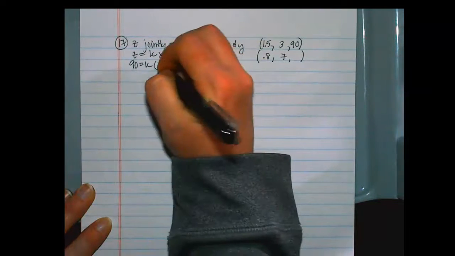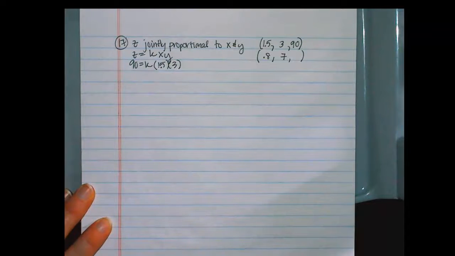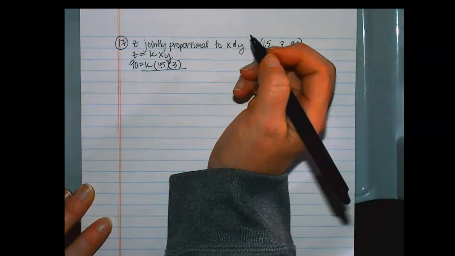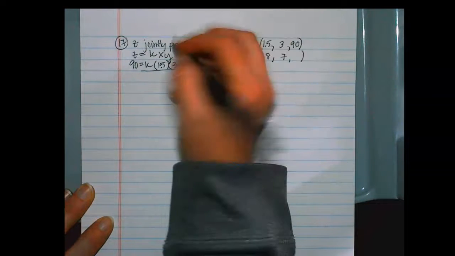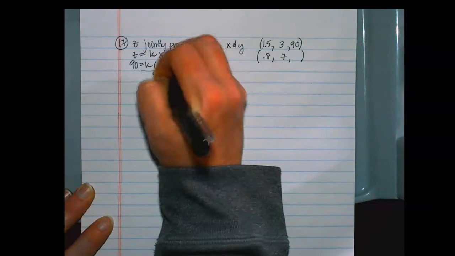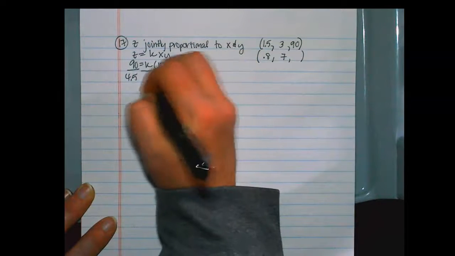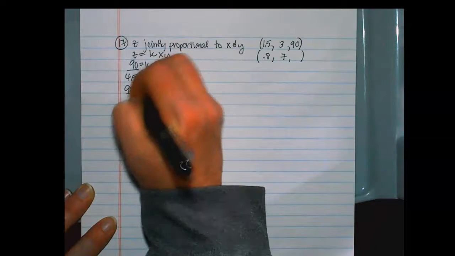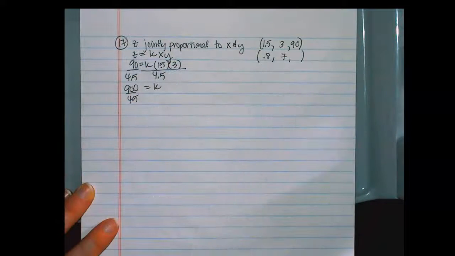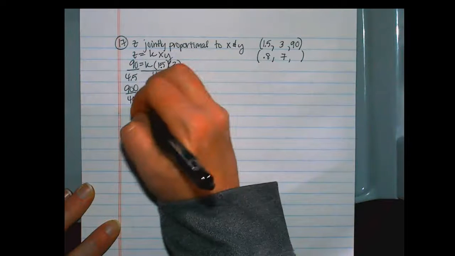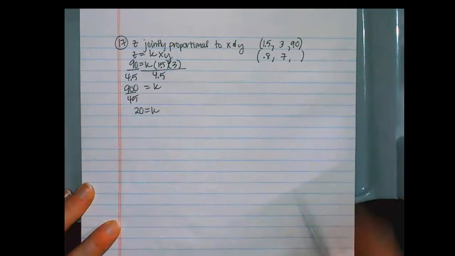It's not 15, it's 1.5. Sorry. So then we're going to divide by 3 times 1.5. So what is that? 1.5, that'd be 4.5. So I'm going to say k is equal to 900 divided by 45. I get lost in my decimals. I'm really good with fractions. I'm bad with decimals. So here we go. 45 goes into 90 twice, and there's a 0 there, so 20 equals k.